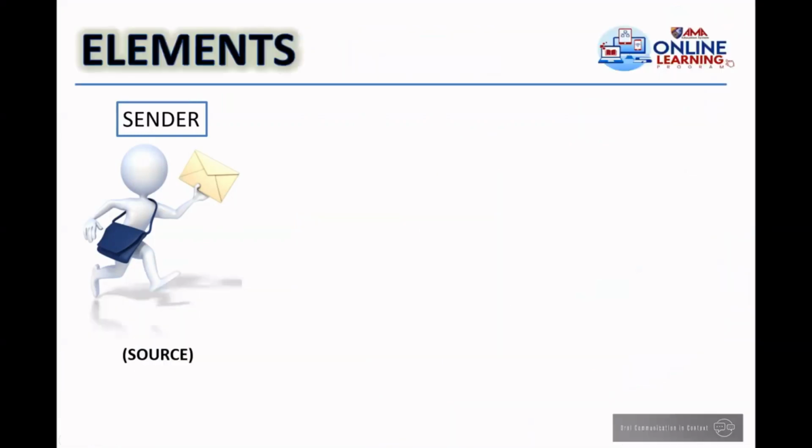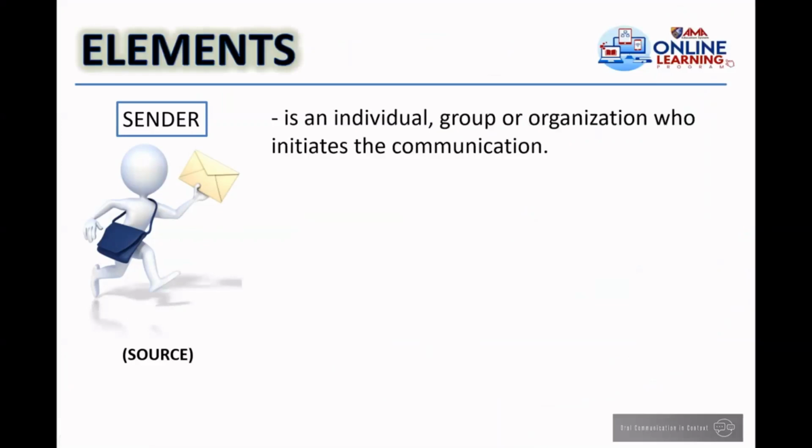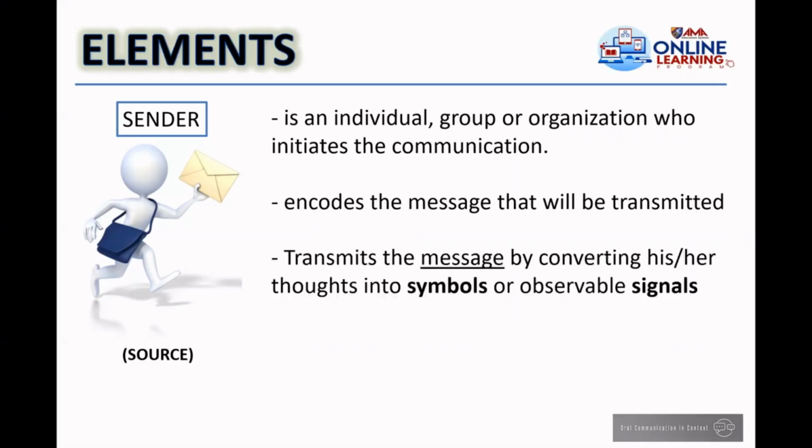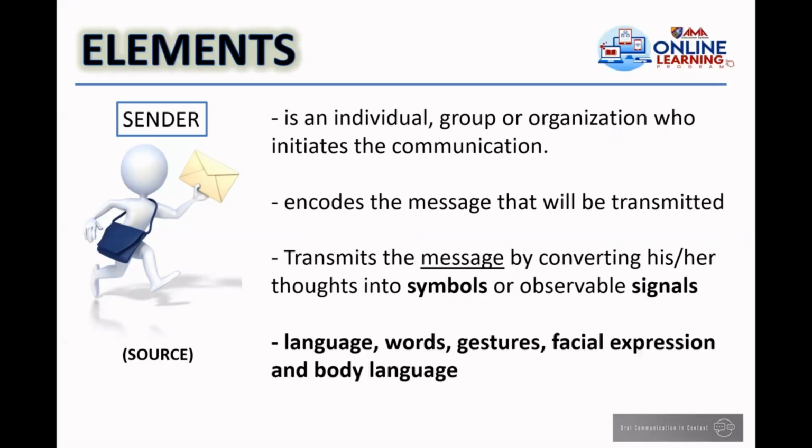First element, the sender. The sender is an individual or group or organization who initiates the communication, meaning the sender is the source of the information or the location where the message was from. Okay, the sender encodes the message that will be transmitted, and the sender transmits the message by converting his or her thoughts into symbols or observable signals. So the symbols or signals may be in the form of language, words, gestures, facial expression, and body language. All of this can be used in transmitting the message.